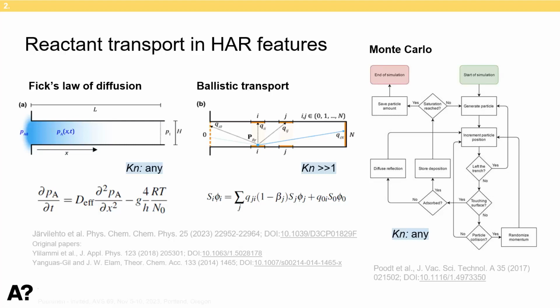Then there are still publications made with Monte Carlo models. Here is one example from Pot et al. on how the calculations have been made. These are also tracking individual particles, and I have seen works that are done at low Knudsen numbers, so these are applicable at any Knudsen number regime.